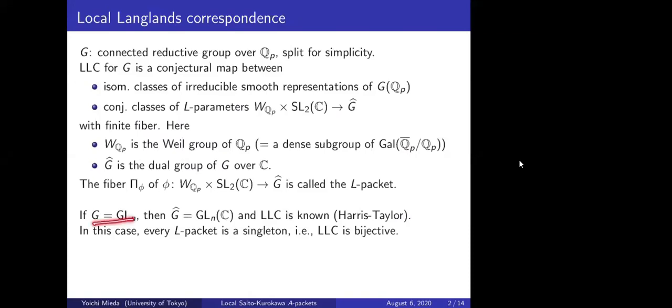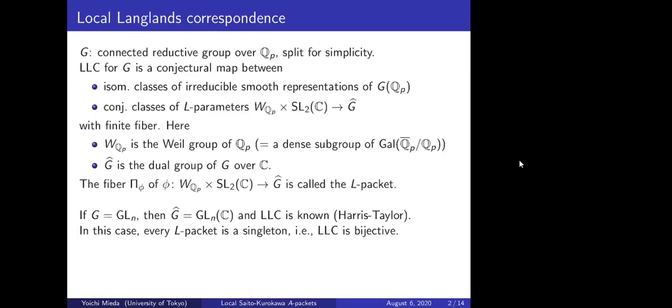If G is GL_n, which is the simplest case, then the dual group of GL_n is again GL_n(C). So the parameter is just a homomorphism from this group to GL_n(C), namely an n-dimensional representation of this group. And the condition of L-parameters includes that the representation is semi-simple. So in this case, the local Langlands correspondence for GL_n means that there is a correspondence between the irreducible smooth representations of GL_n(Q_p), and the n-dimensional semi-simple representations of this group.